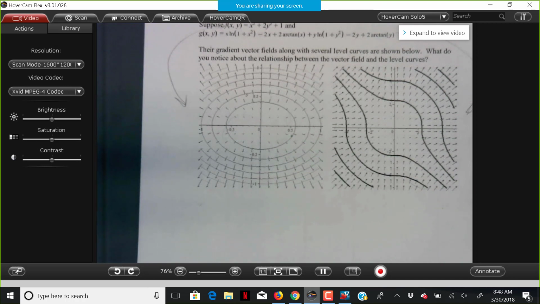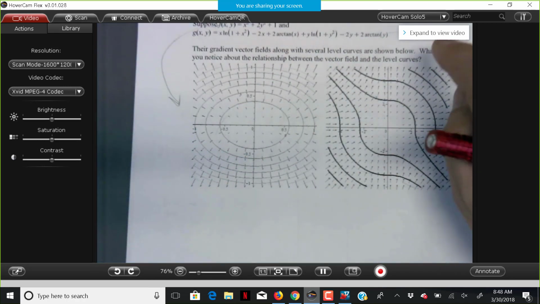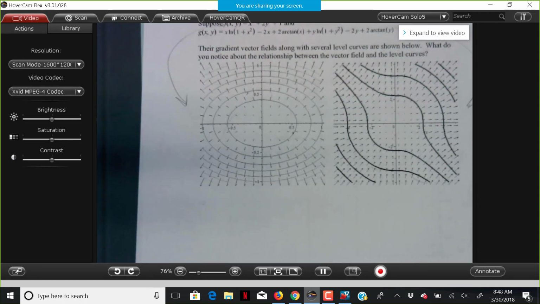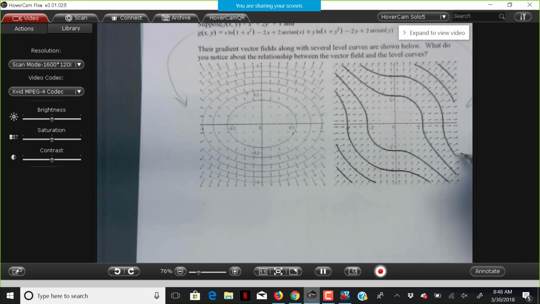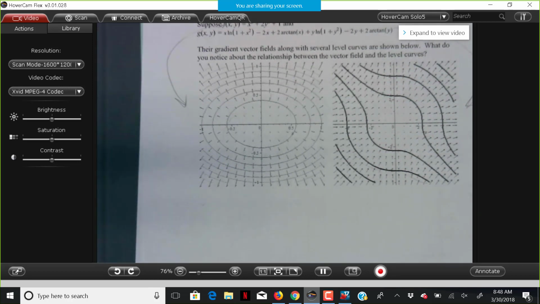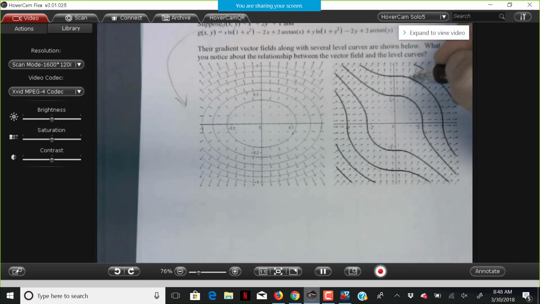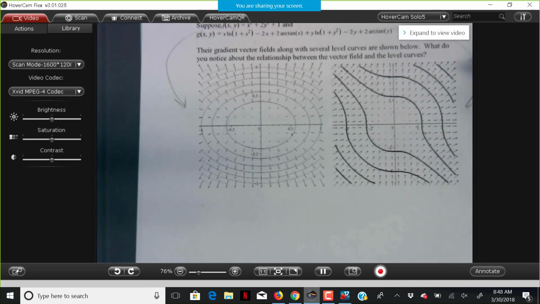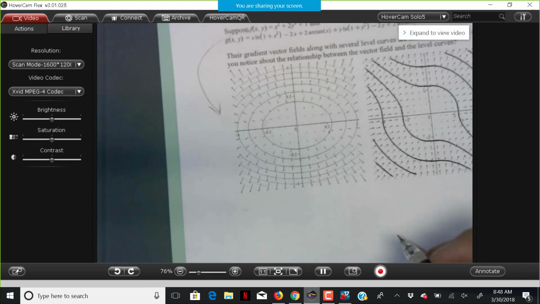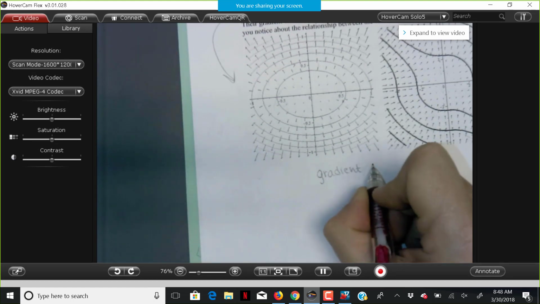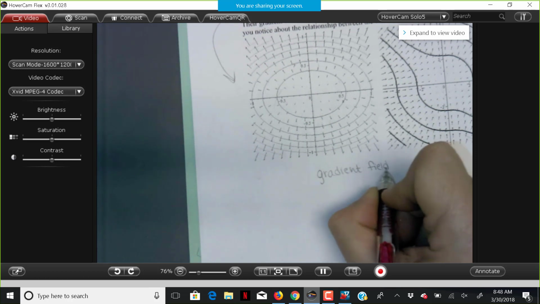The most important thing about the relationship between the vector fields and the level curves you should see in the picture. What do you notice about the level curves and the arrows? What's the relationship? No matter where you look. So look at any point where an arrow touches a level curve. What's true? They're perpendicular, right? So the gradient field vectors are always perpendicular to the level curve.